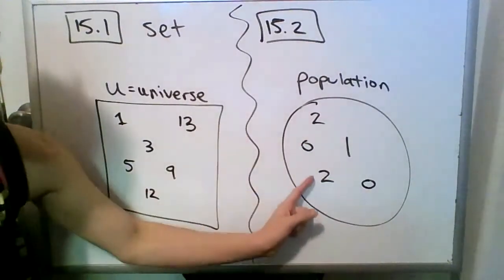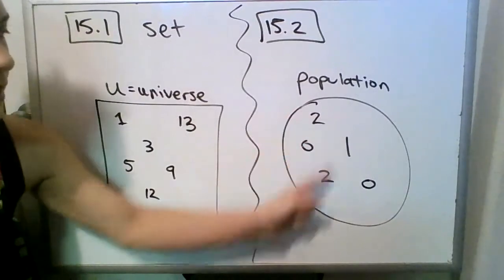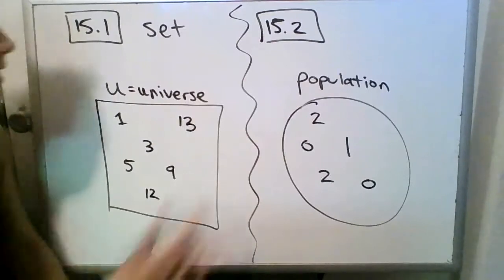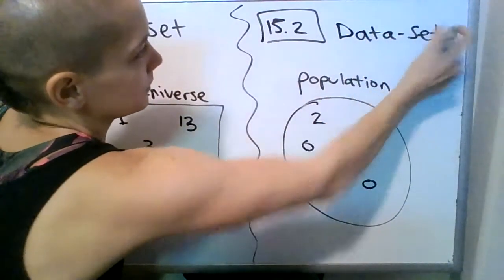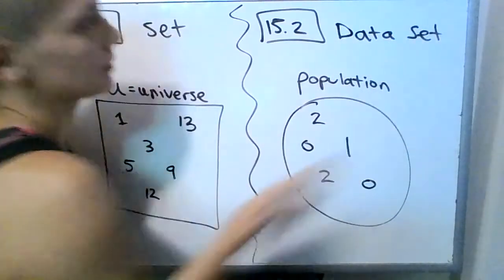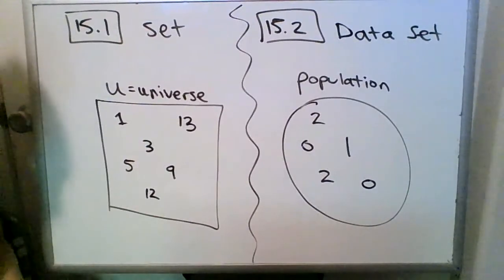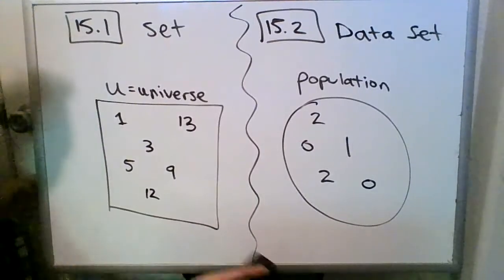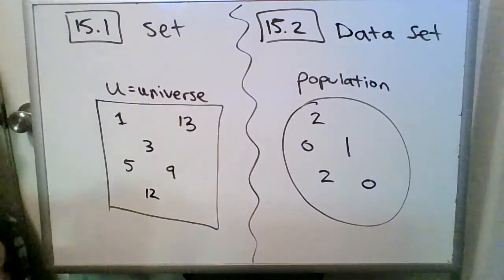So there were 5 people. We've gotten a measurement of the characteristic from each person, and there are repeats. And this is for a data set. There's no dash, it's just data set. Alrighty, so let's just jump right into some notation.